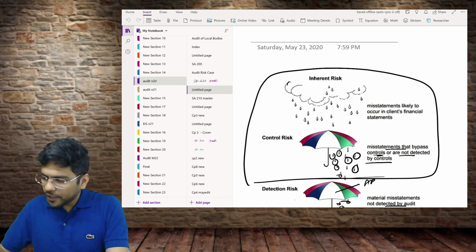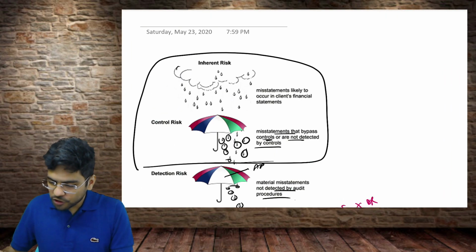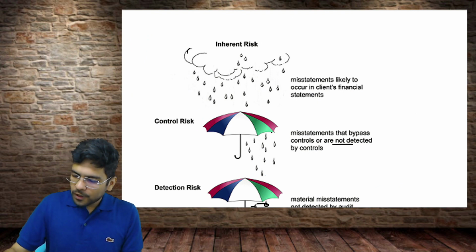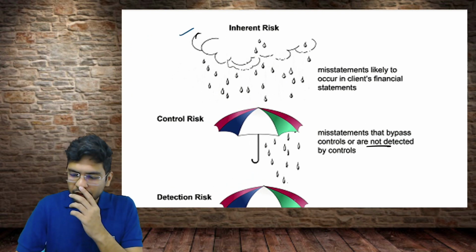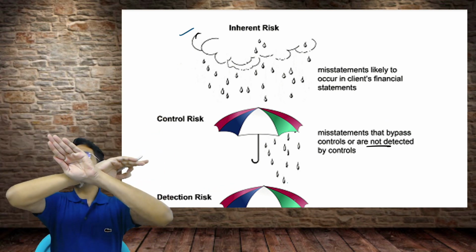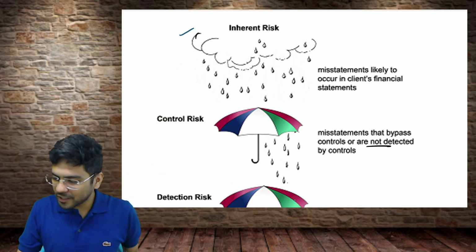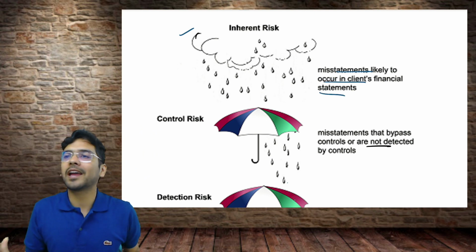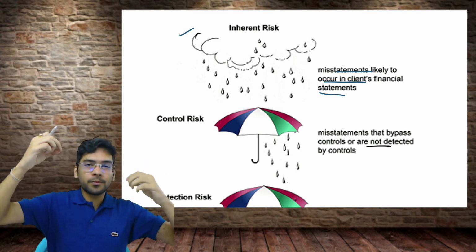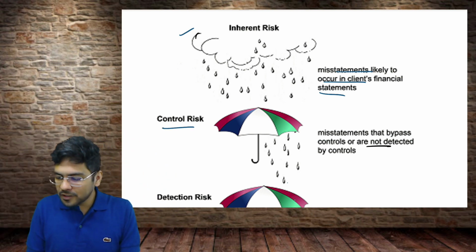Yeah, so guys, this is just an analogy, okay? So if you see here, what is inherent risk? The raindrops that you can see, these are basically what? Inherent risk. I mean, there is no control. So these raindrops are misstatements likely to occur in the client's financial statements, assuming that there is no internal control. But to protect from the raindrops, the company says, no, we have a control.